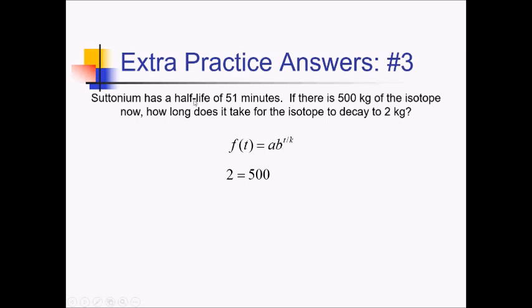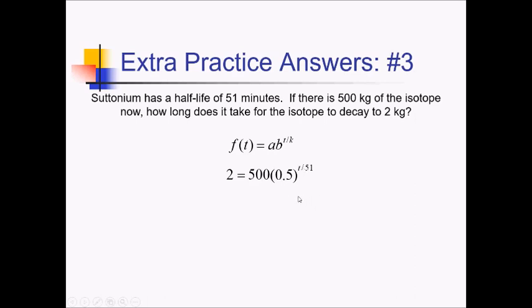Since this is a half-life problem, literally, we're multiplying by 1/2 whenever we multiply by anything. So this is 0.5 or 1/2, either way. T we don't know, that's what we're actually solving for. The k value is how long we have to wait before multiplying by 1/2. That would be the 51 minutes, so divided by 51 there. And at this point, we have to go ahead and solve for t.